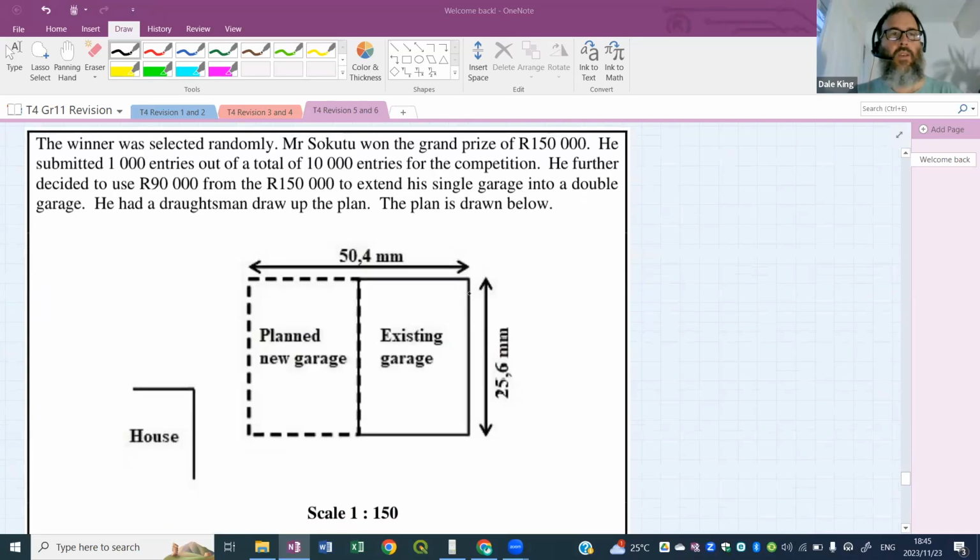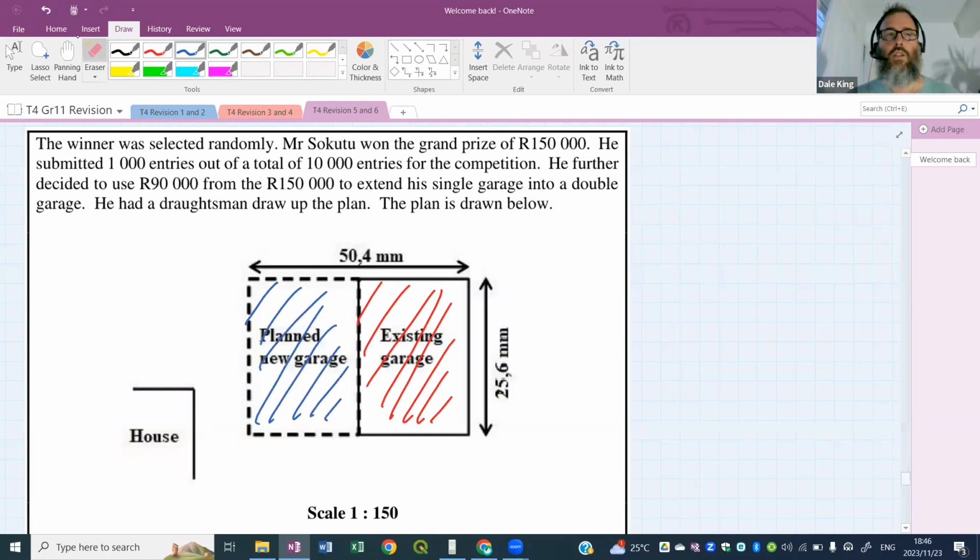Okay, here we go. A certain winner was selected randomly, and this Mr. Sokutu won the grand prize of 150,000 Rand in a competition. He submitted 1,000 entries out of a total of 10,000 possible entries in this competition. He decided to use 90,000 Rand from the 150,000 Rand to extend his single garage into a double garage. He had a draftsman, which is a man that draws up maps, to draw the plan below. So what we see here is his existing garage there on the right and his new planned section that he's going to build.